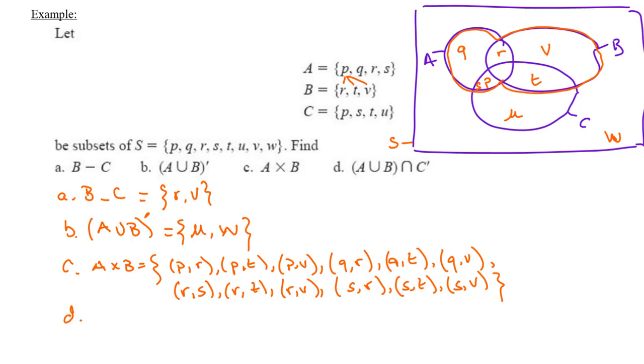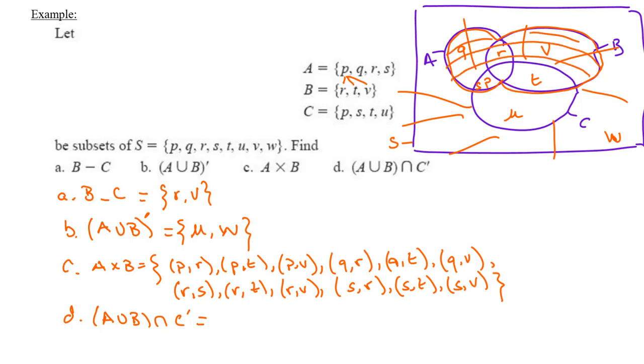The last question here, D, is A union B intersect with not C. So A union B is here in red and we intersect with not C. So not C, anything but C. Outside of C we have this. So the intersection with A union B, what we have there is Q, R, V.